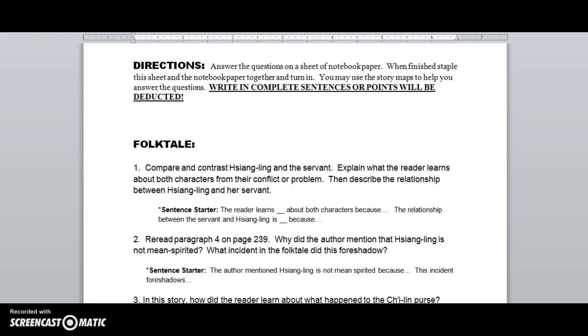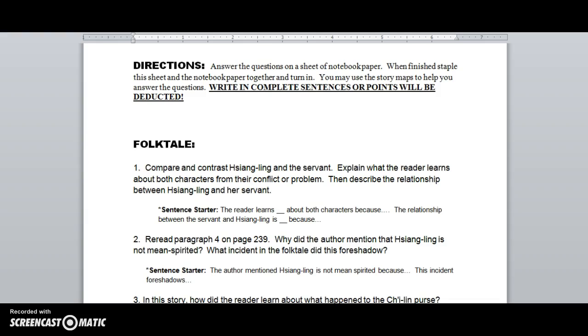And then it says explain what the reader learns about both characters from their conflict or problem. Remember, the story plot that we look at has a rising action and a climax and a falling action and a resolution. And in the climax, we figure out or discover the problem in the story. But not all plots have just one problem. There's usually smaller problems that happen along the way that feed into or lead up to the bigger problem. So in this case, when we read about Sing Ling and the servant, they're having a very small conflict between themselves, and you need to look at that conflict or problem. I believe it's going to be where Sing Ling keeps sending the servant back to return the purse that her mother is trying to get for her dowry. That's going to be the small conflict that you need to look at.